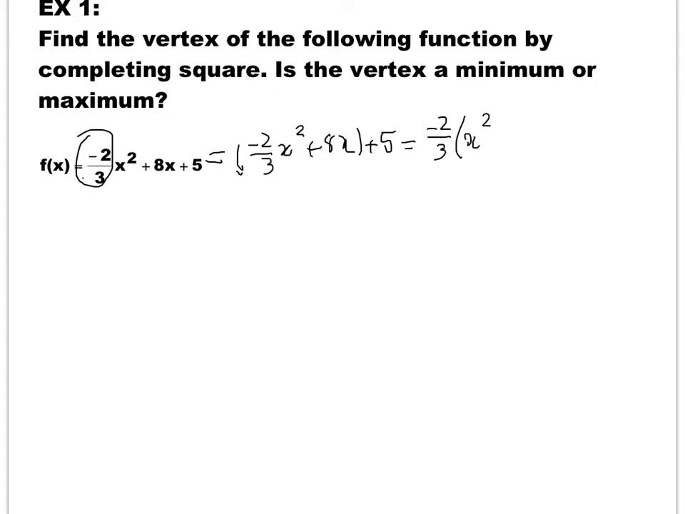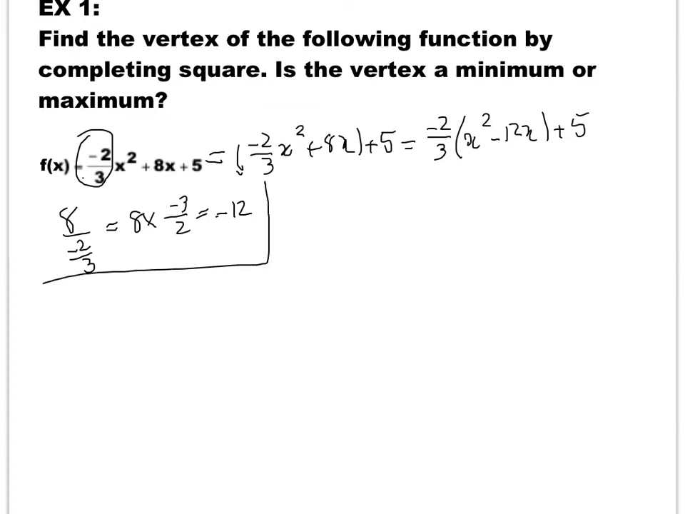Now 8 divided by negative 2 over 3, because we're factoring, is the same as 8 times negative 3 over 2. 8 divided by 2 is 4, so it's negative 12. So we get negative 12x plus 5. Now we have to divide negative 12 by 2, which is negative 6, and then square it, which is 36, and add and subtract it inside the bracket.